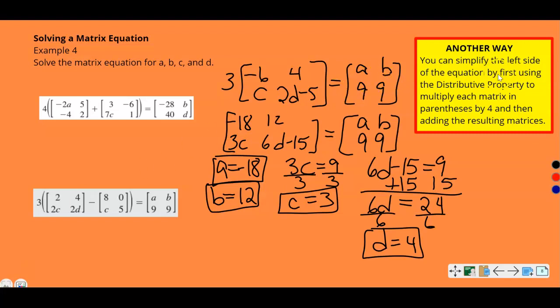All right, another way you can simplify the left side of the equation is by first using the distributive property to multiply each matrix in the parentheses by 4 and then adding the resulting matrices. So instead of doing inside the parentheses first, which I did, where I added these two matrices first because they were in parentheses, it's saying you can take the 4 and multiply by each element in both matrices and then add or subtract after that. In my opinion, that's a little bit more work, but if you wanted to do it that way, that will produce the same answer.